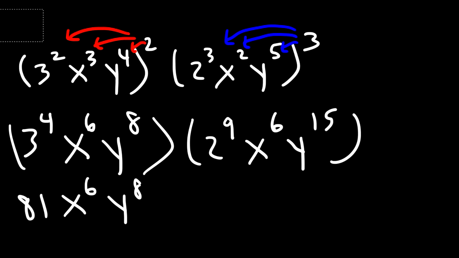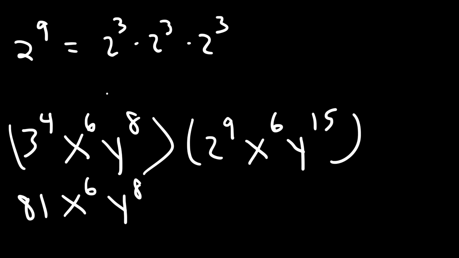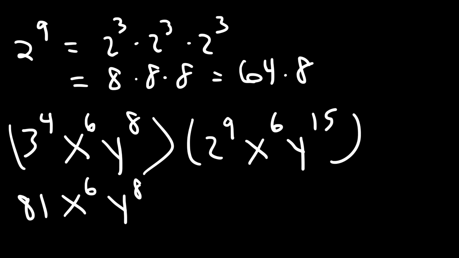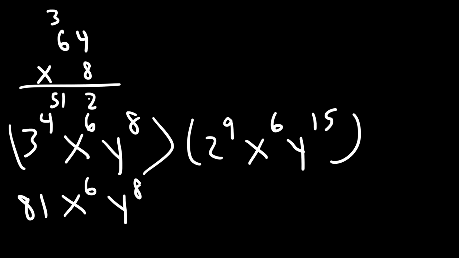So let me get rid of what I have here. So 2 to the 9th power is basically 2 to the 3rd times 2 to the 3rd times 2 to the 3rd, which is 8 times 8 times 8. Now, 8 times 8 is 64. But what is 64 times 8? So let's do it the old-fashioned way. So 8 times 4 is 32, so we have to carry over the 3. 8 times 6 is 48 plus 3, that's 51, so it's 512. So 2 to the 9th is 512.